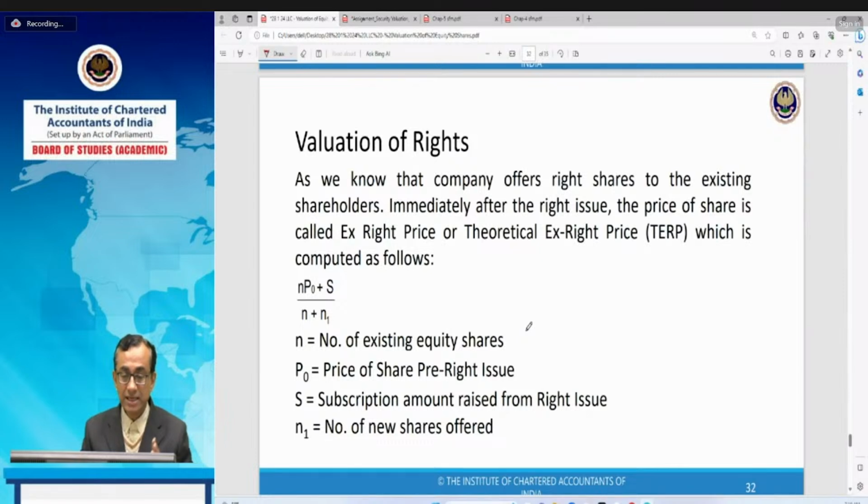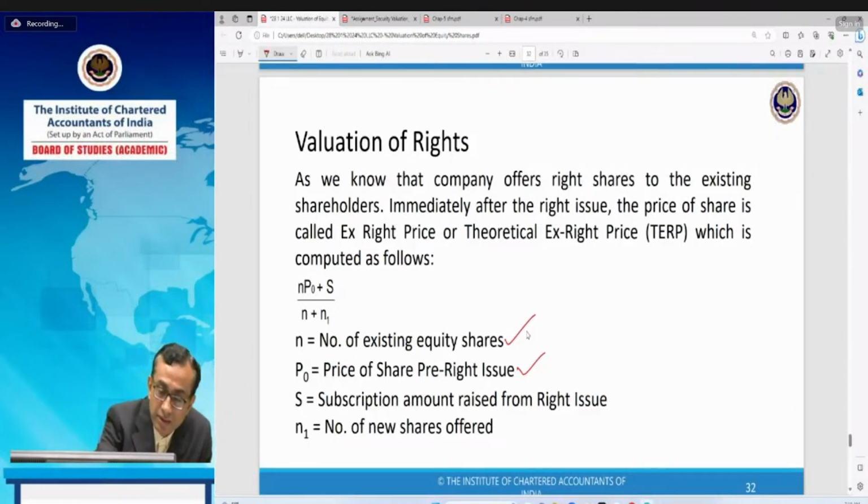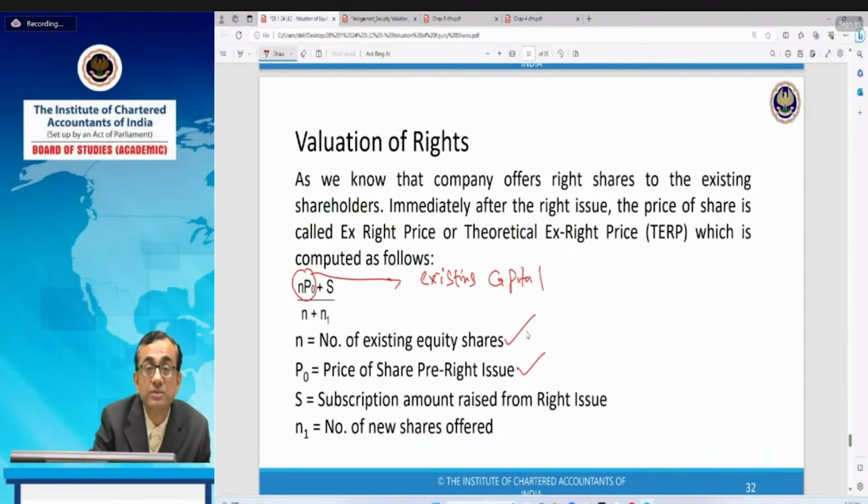What is N? N is the number of existing equity shares, and P0 is the price of the existing shares. So what is NP0? NP0 is basically the existing capital only, because N is the existing equity shares and P0 is the existing price, meaning before the issue of the right shares.